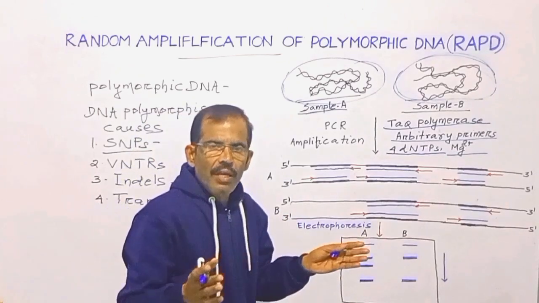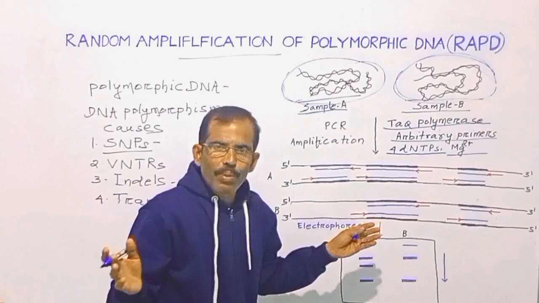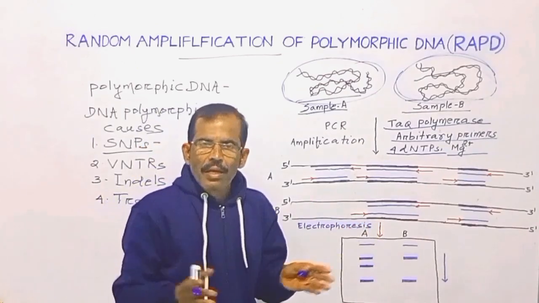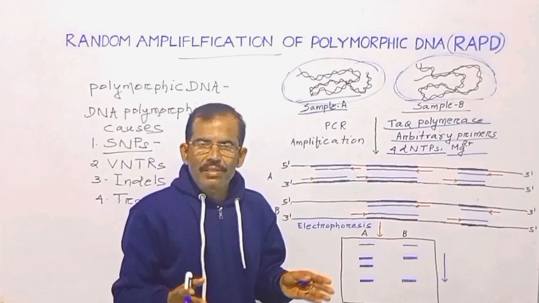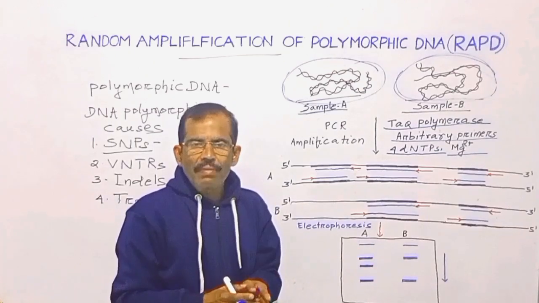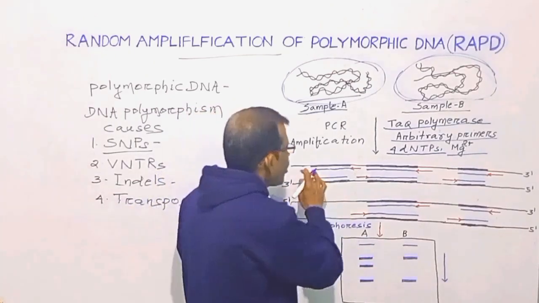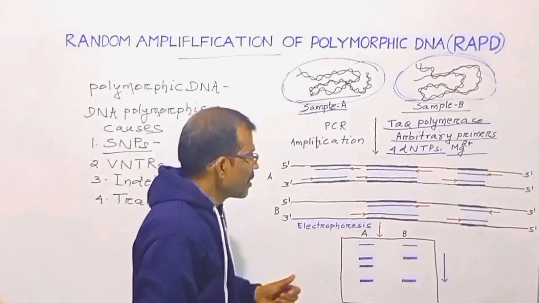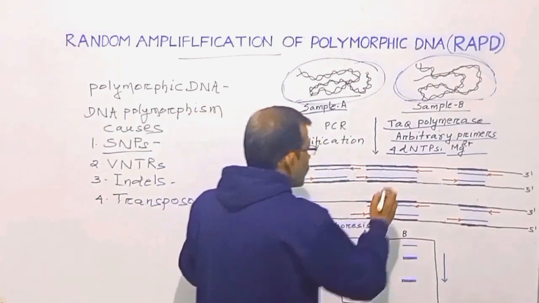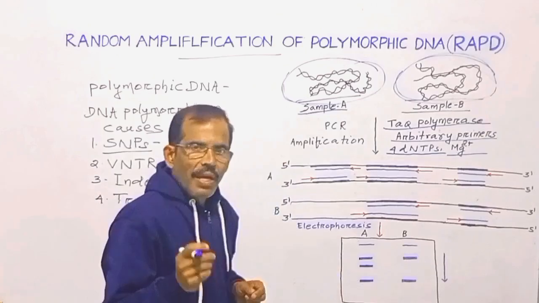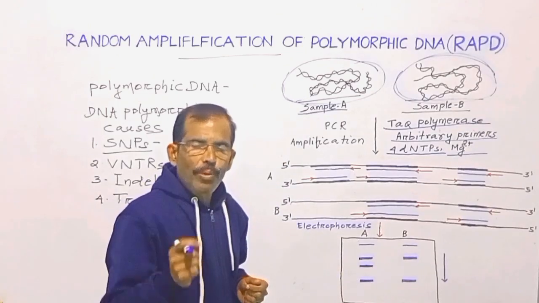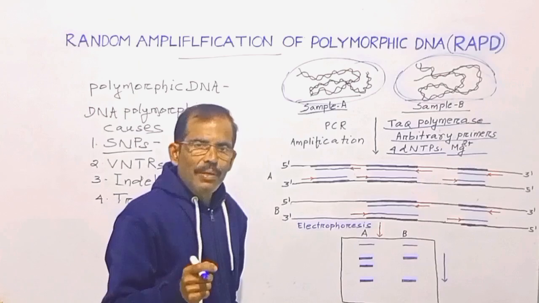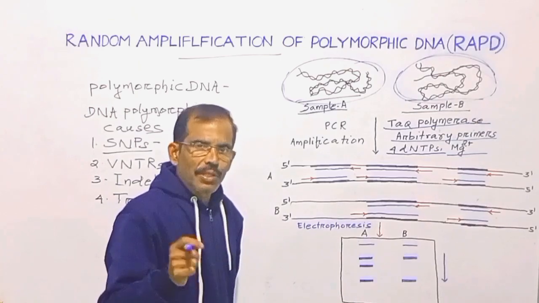At such a high temperature, hydrogen bonds between complementary bases are broken and the DNA strands are separated. After melting, the separated complementary DNA strands are annealed with the primer. In rapid amplification of polymorphic DNA, only a single type of short primer is used.